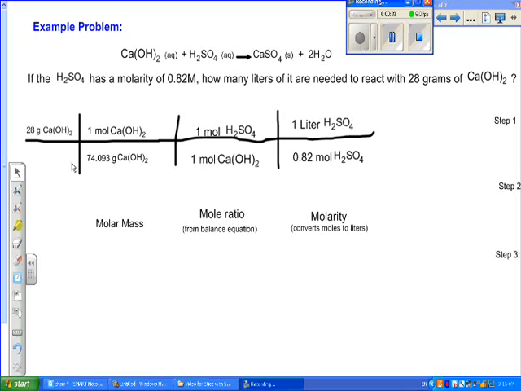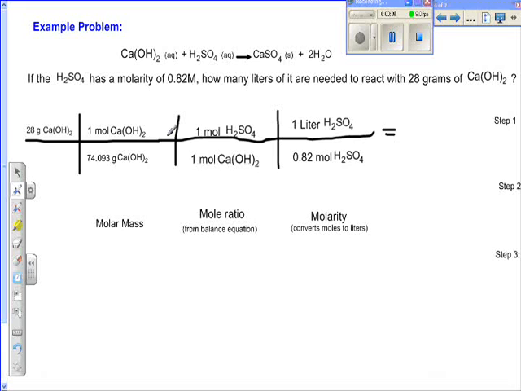Once we have the unit we want, all we have to do is do the little bit of stoichiometry math. So if we look, 28 times 1 times 1 times 1 puts 28 on top in the numerator. We have 74.093 times 1 times 0.82, which makes 60.76 in the denominator. When we calculate that out, we get that there's 0.46 liters of sulfuric acid, and that's the final amount of solution needed for this problem.